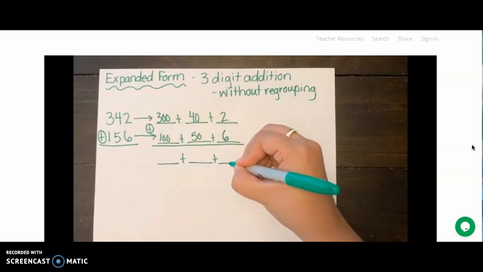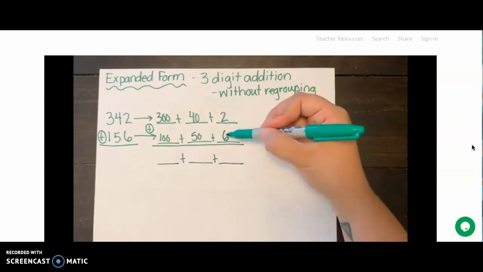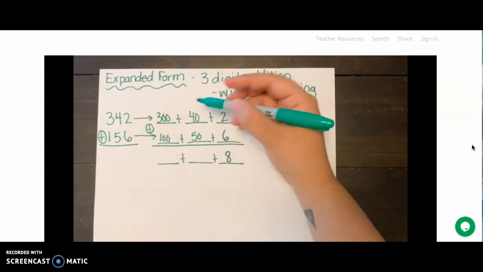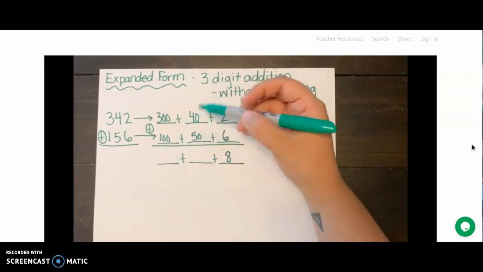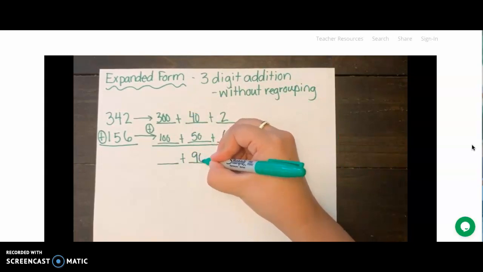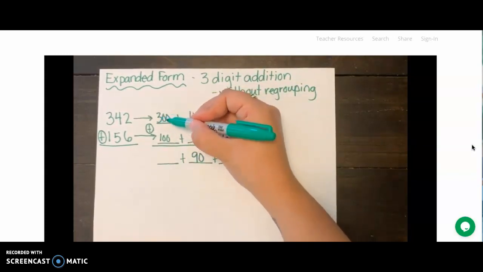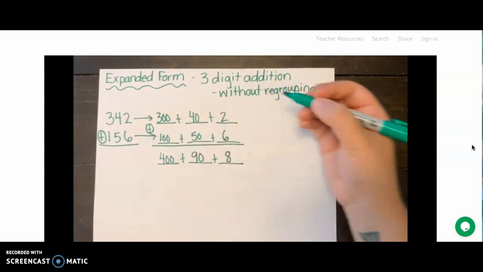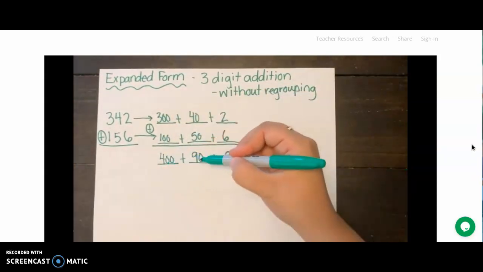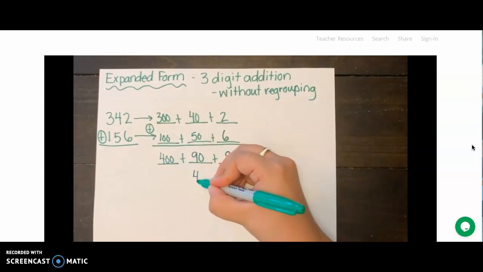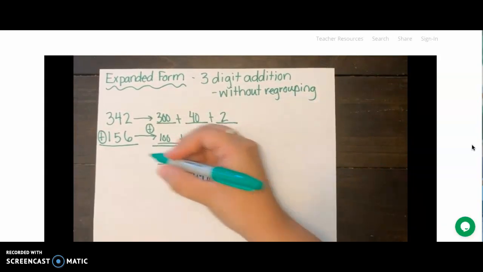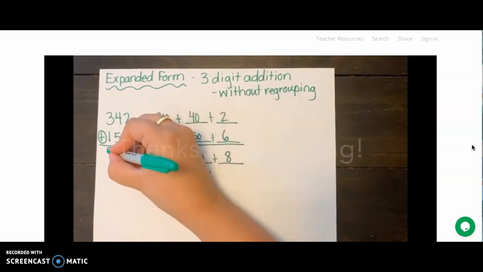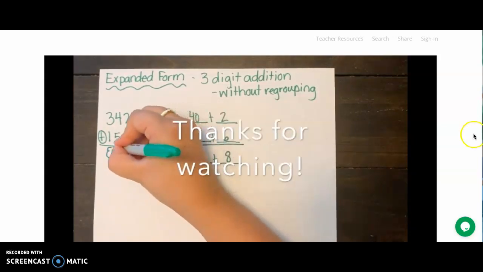And I'm going to add my ones column first. So I have 2 plus 6, which equals 8. Then my tens column, I have 40 plus 50 equals 90. And then my hundreds column, which is 300 plus 100 equals 400. And with this, it's pretty simple. I just combine it back together. 400 plus 90 plus 8 equals 498, and that is your answer. Super simple.